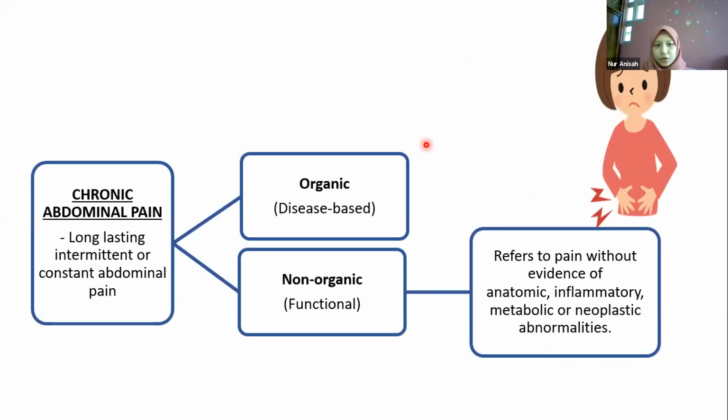Chronic abdominal pain is also defined as long-lasting, intermittent, or constant abdominal pain. It can be divided into 2 causes, the organic, which is disease-based, and the non-organic, the functional one that we are going to talk about today. The functional refers to pain without evidence of anatomic, inflammatory, metabolic, or neoplastic abnormalities.